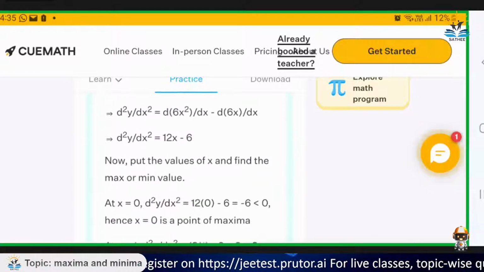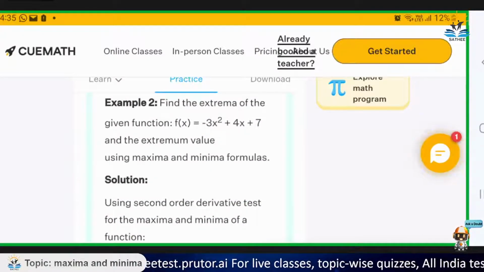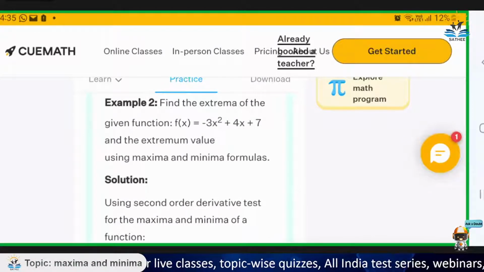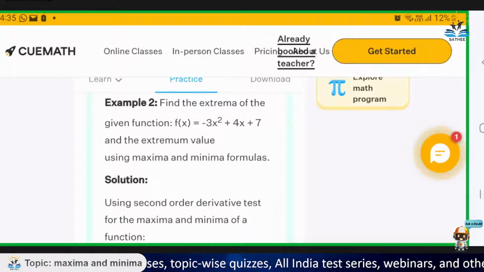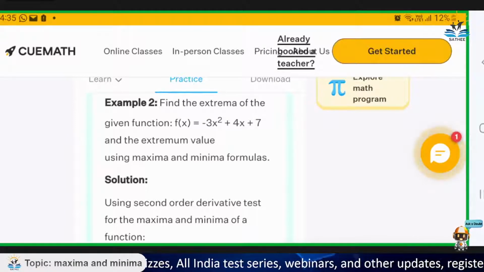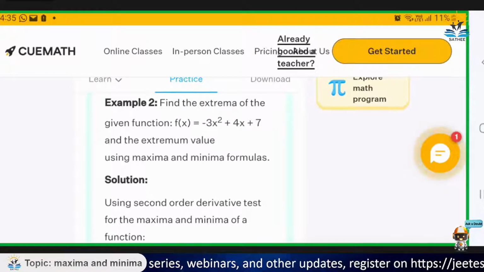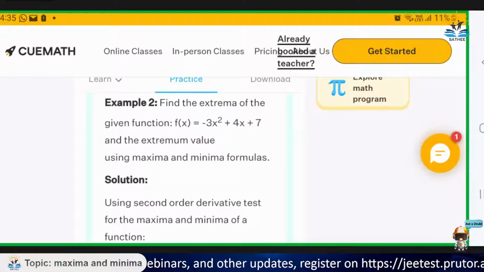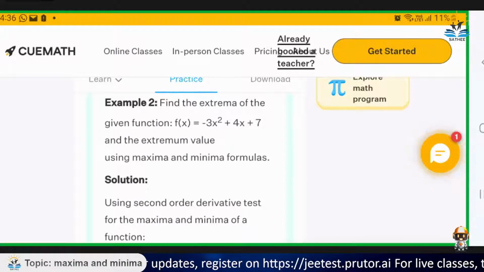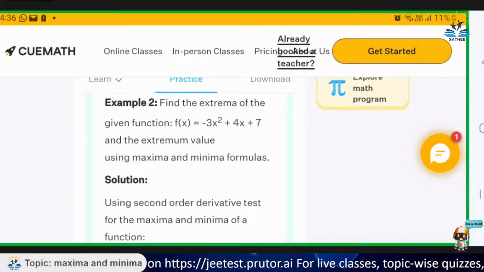Okay, now let us see this example too. Find the extrema of the given function and the extreme value using maxima and minima formulas. Whenever we see the term extrema, it means global maxima or global minima. So they are asking us to find the absolute maxima and the absolute minima of this function, minus 3x square plus 4x plus 7, depending upon which of the two, absolute maxima or absolute minima, exists.